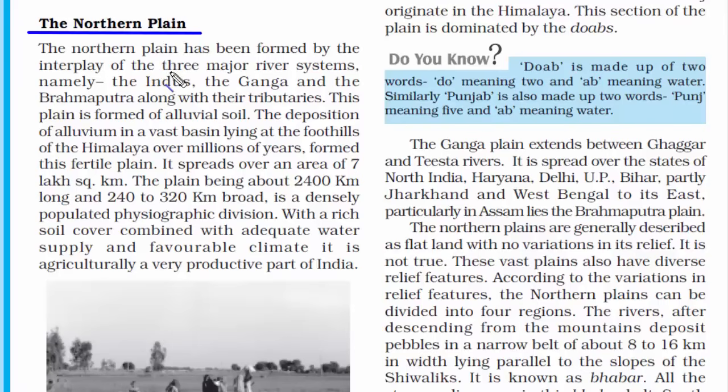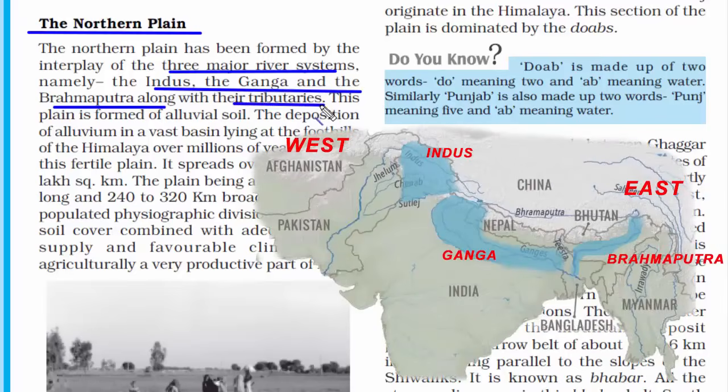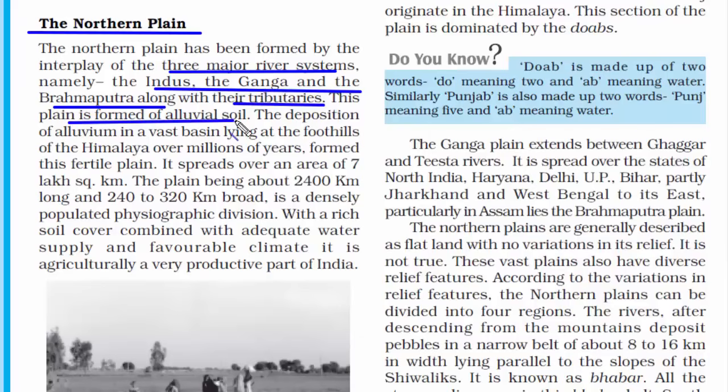The Northern Plain has been formed purely because of three major river systems, and they are the Indus, the Ganga, and the Brahmaputra, of course, along with their tributaries. As I've said before, this plain is formed of alluvial soil, and since we are reading about Northern Plain, therefore it has to lie at the foothills of the Himalaya, and it has taken millions of years to make it a fertile plain.